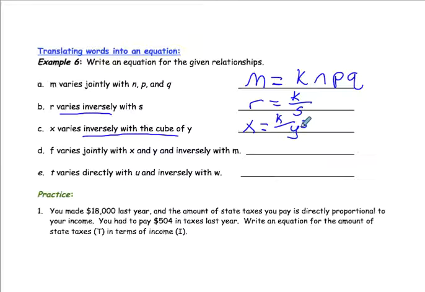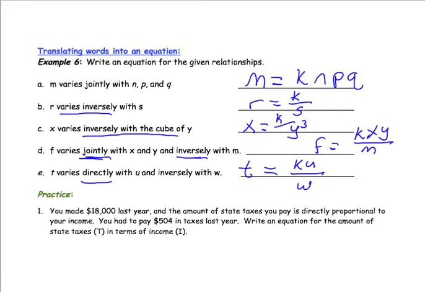Next one, f varies jointly with x and y and inversely with m. So we're combining joint and inverse in the same model. So we're going to have f is equal to k, and then in the numerator, x, y, and in the denominator, m, because that's the inverse part. And t varies directly with u. So we're going to have k times the letter u, and inversely with w. So w goes in the denominator.